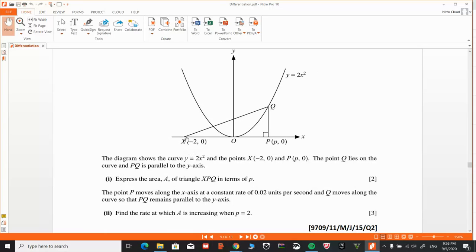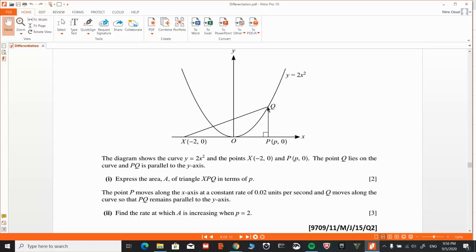আচ্ছা, triangle হচ্ছে half into base into height. আচ্ছা, base কত দেখো, look at the x coordinates. এখান থেকে এতটুকু হচ্ছে 2 units, আবার এখান থেকে এতটুকু হচ্ছে p units, so 2 plus p. Make sense? So the base is p plus 2, but 2 plus p. ওকে. Now the height is the y value.